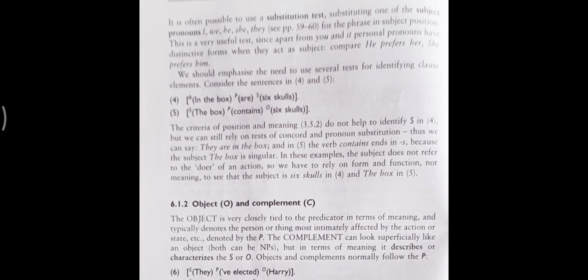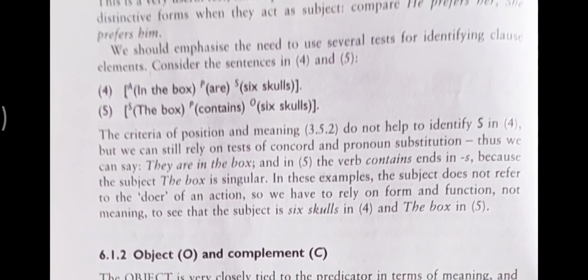Suppose here in sentences 4 and 5, in the box are 6 skulls. In the box is an adverbial, are is a predicate, 6 skulls a subject. See, the box contains 6 skulls. Now the change that we can see here, the subject is the box and the predicate contains, there is a relation and that relation is expressed here. That is what we have seen, the subject and predicate relations. The criteria of position and meaning do not help to identify the subject, but there are some tests that we can do in the case of concord and at the same time in the case of pronoun substitution.